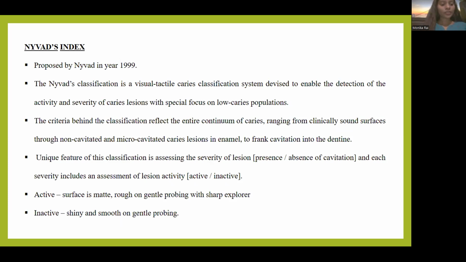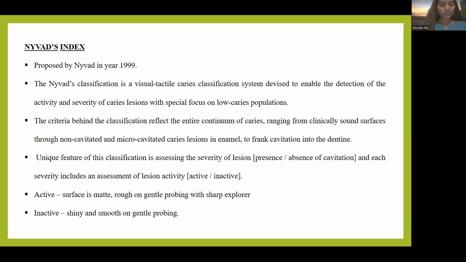Now the Nevitt's index. It is proposed by Nevitt in the year 1999, and this is based on the visual caries tactile classification to enable the detection of activity and severity of caries lesion, which specially focus on the low caries population. Useful both in clinical practice and in research setting.